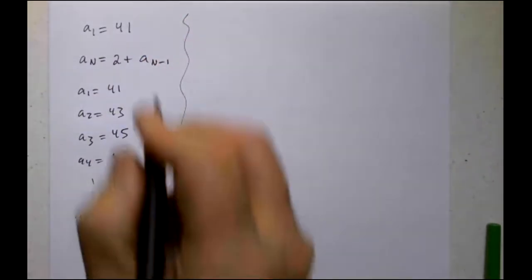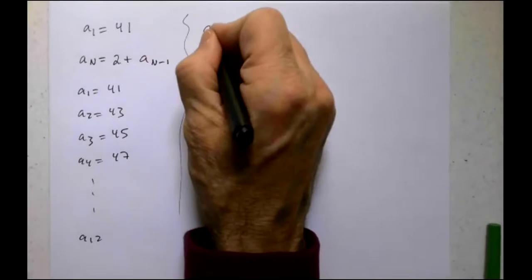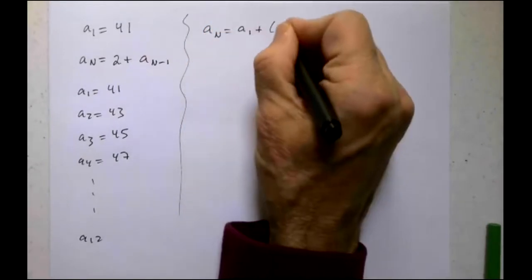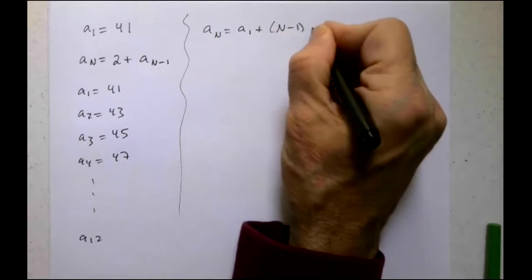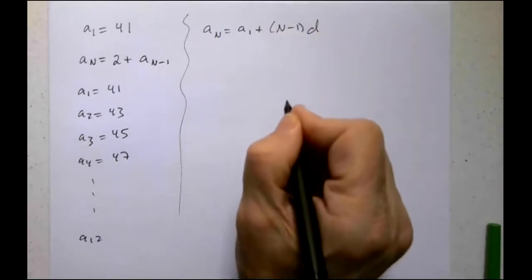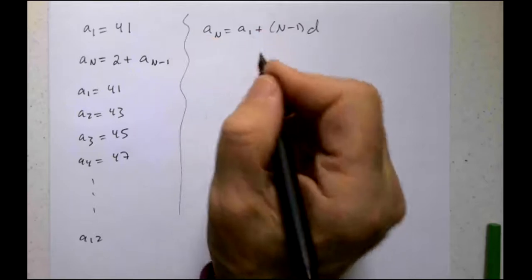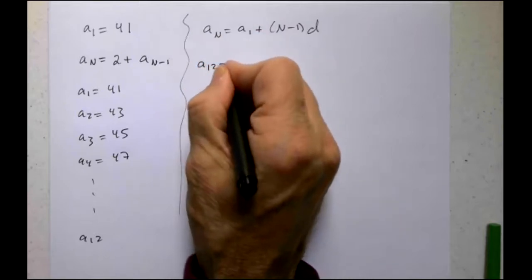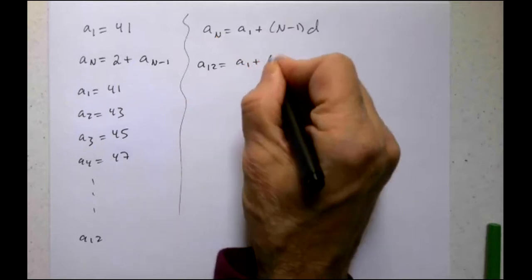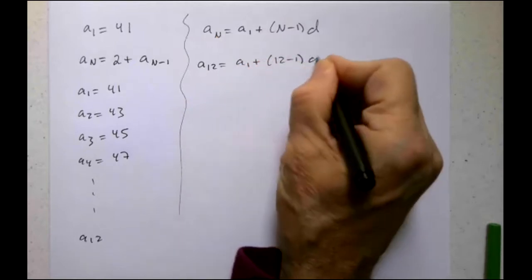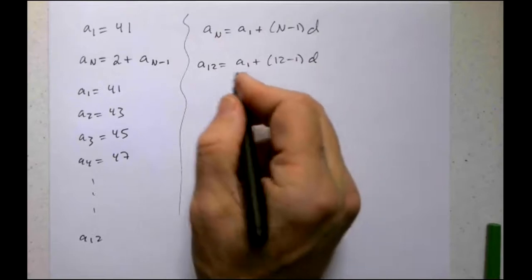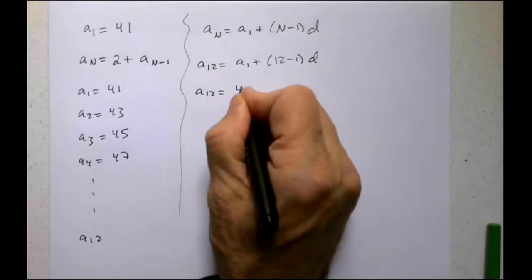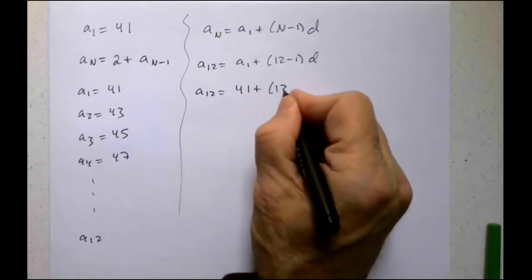So how do we find that? What's our usual approach here? The nth term, we start with the first. If we're going to n, we've got to take n minus 1 steps. Each step is the common difference, d. But I want A sub 12. So if I let n be 12, A sub 12 would be the first term plus 12 minus 1, 11 steps of the common difference. What is the first number? The first number is 41.